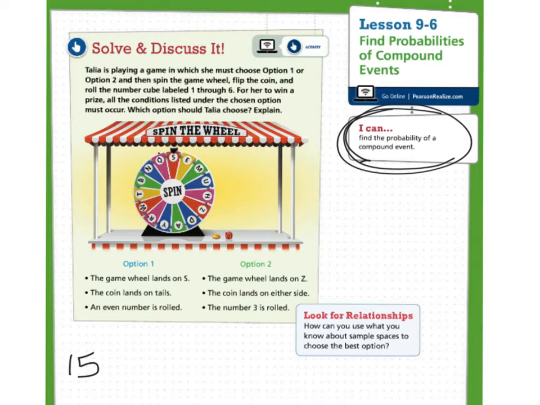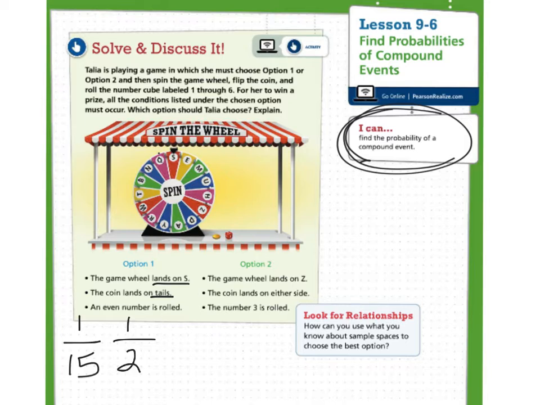So in option 1, it tells us the game wheel lands on S. So we have to go back to the spinner and determine how many sections are labeled S. In this case, there is only one, which means the probability of the spinner landing on S is 1 out of 15. The second thing we need to look at in option 1 is the coin. The coin has two possible outcomes. If we want it to land on tails, as we do here, then we have a 1 out of 2 chance that it lands on tails.